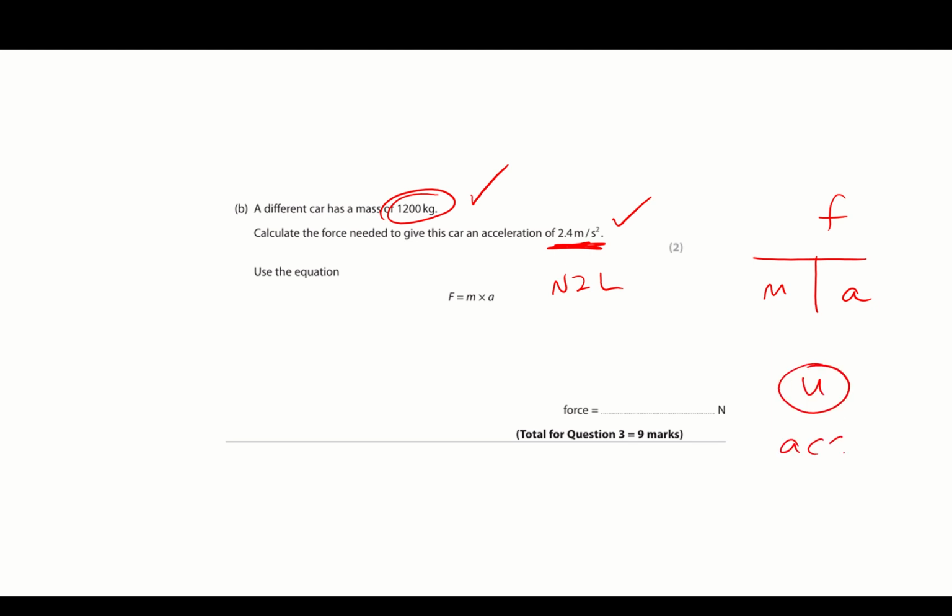Next one, a different car has a mass of 1,200 kilograms. Perfect, that's as I want it to be. Calculate the force needed to give an acceleration. Perfect, no unit change there. And this is Newton's second law. If the forces on an object are unbalanced, the object will accelerate according to A equals F over M. And all we've got to do is do exactly what it says there. F equals M times A, take your two numbers, multiply them together. And there you go.